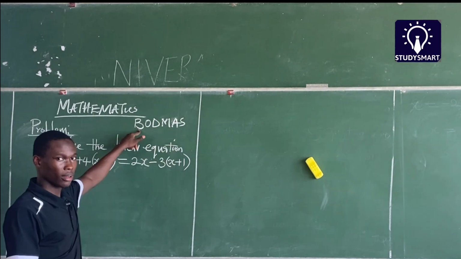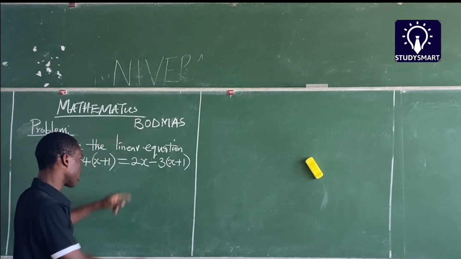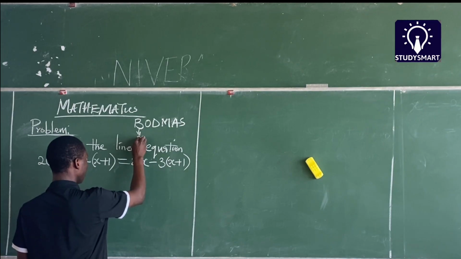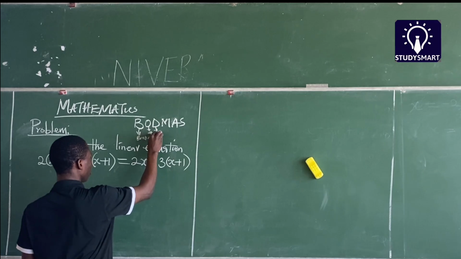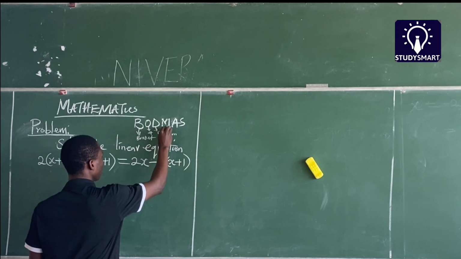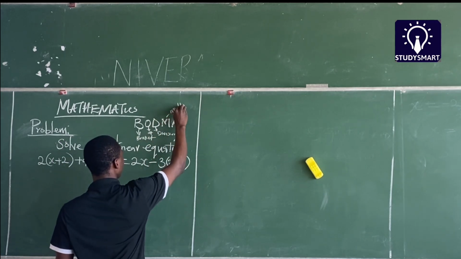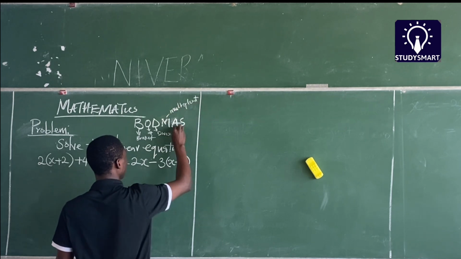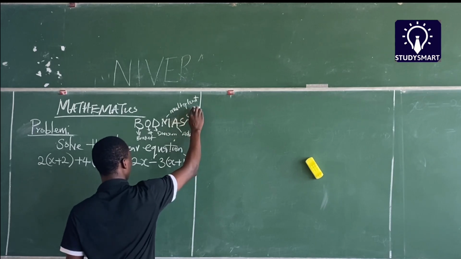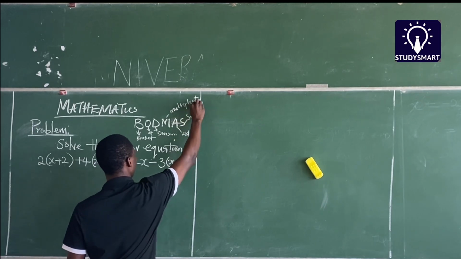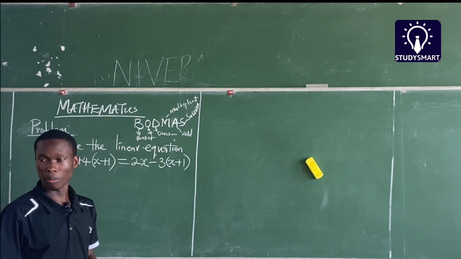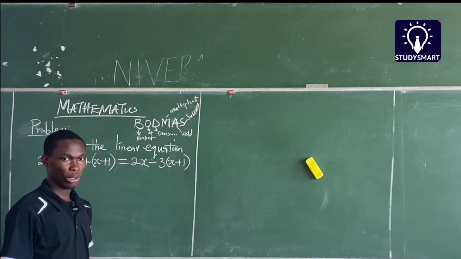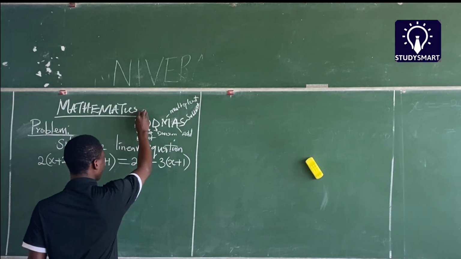Right, so what's BODMAS? BODMAS here means B for brackets, O of, D for division, M for multiplication, A for addition, and S for subtraction. So that's the meaning of BODMAS. What this is telling you is that if you come across a problem that has multiple signs, you are going to follow this sequentially like this.